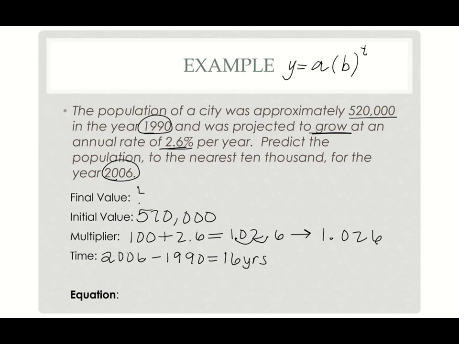So now to write our equation. Well, we don't know our final value, so we're trying to figure out what our exponential is equal to. Our initial value is 520,000.